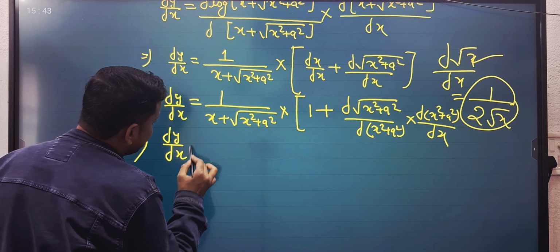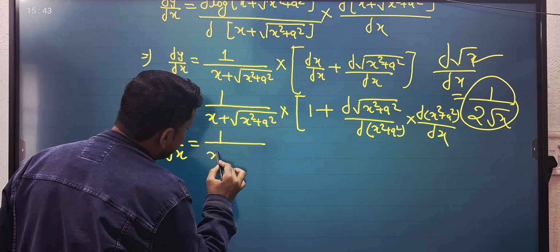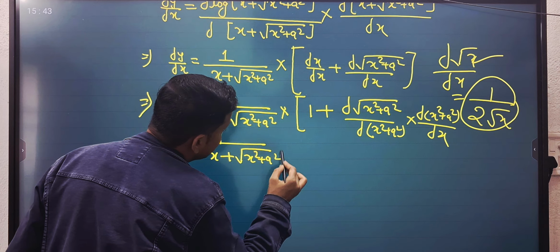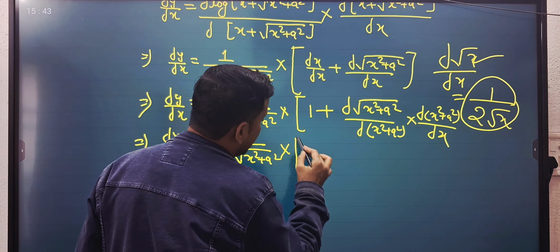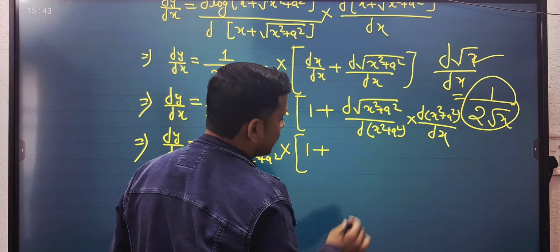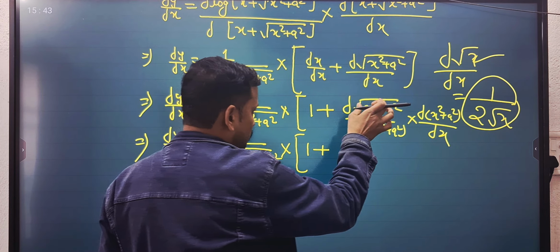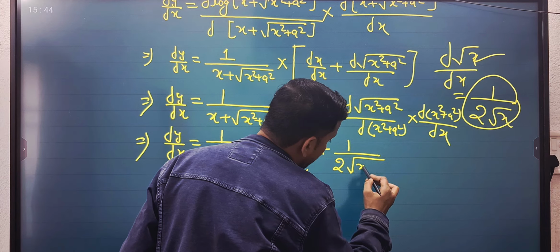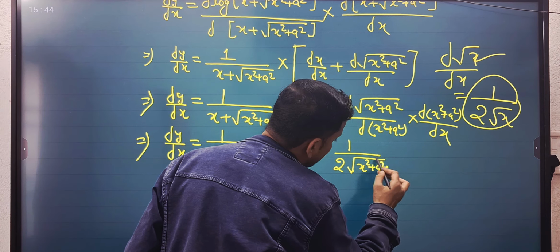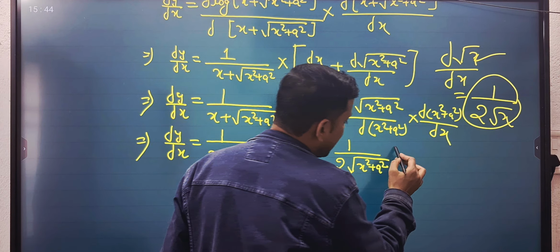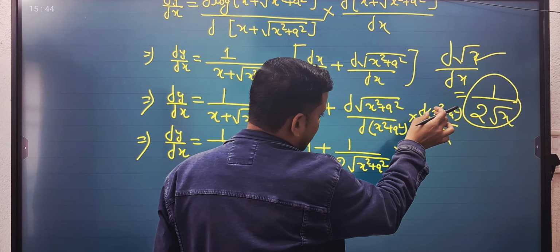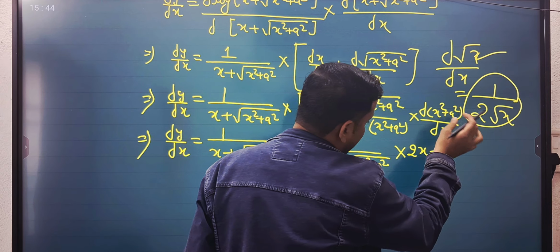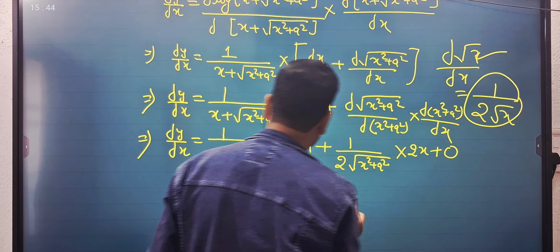Dy by dx equals, the same term here I have to write, x plus root under x square plus a square, and here is 1 plus the differentiation of root x, which is 1 by 2 root x. So here is 1 by 2 root x square plus a square, because instead of x there is x square plus a square. And here the differentiation of x square will be 2x, and the differentiation of a, being constant, will be 0.